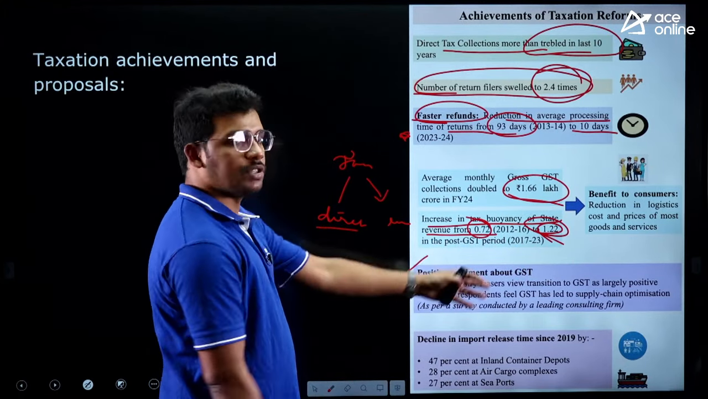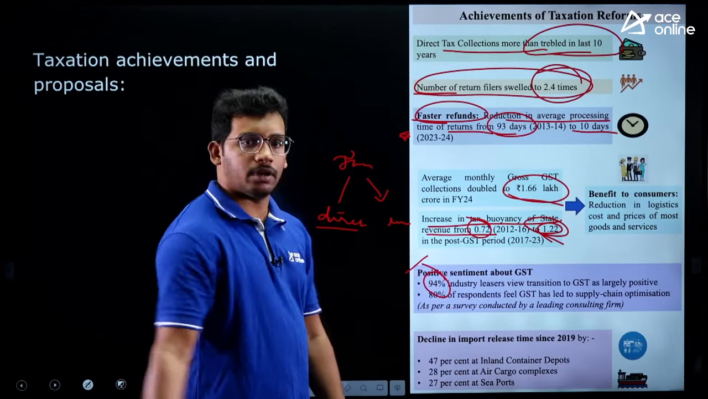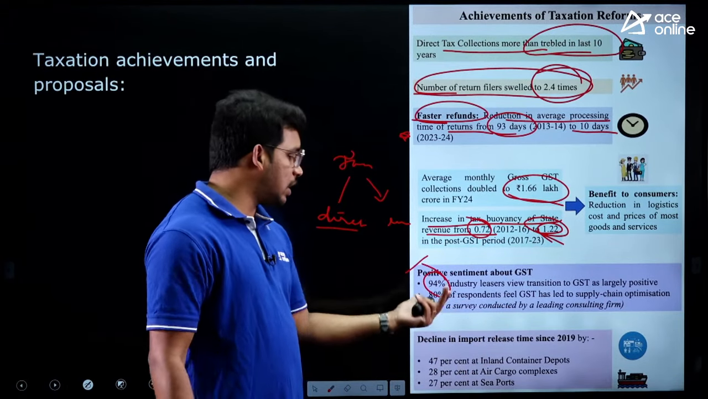Positive sentiments about GST were captured through surveys. 94% of industry people have accepted that GST is a good thing.